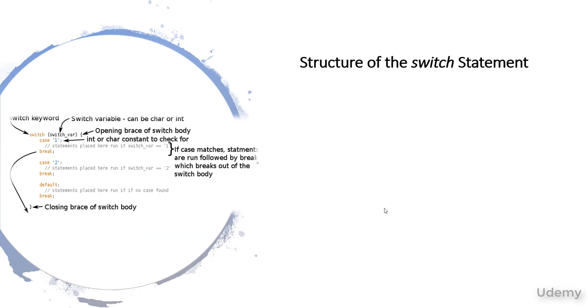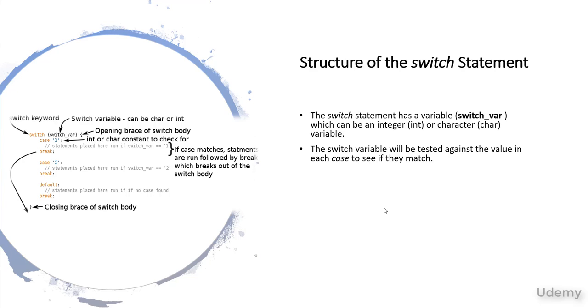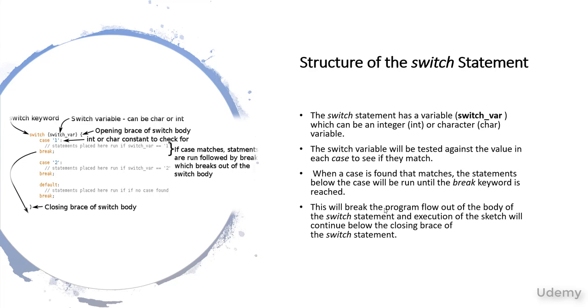Structure of the switch statement. The switch statement has a variable, switch var, which can be an integer or character variable. The switch variable will be tested against the value in each case to see if they match. When a case is found that matches, the statement below the case will be run until the break keyword is reached. This will break the program flow out of the body of the switch statement, and the execution of the sketch will continue below the closing brace of the switch statement. If no matching case is found, then the code under the default keyword will be run until the break statement is found.